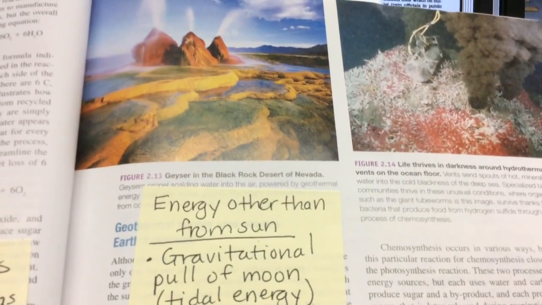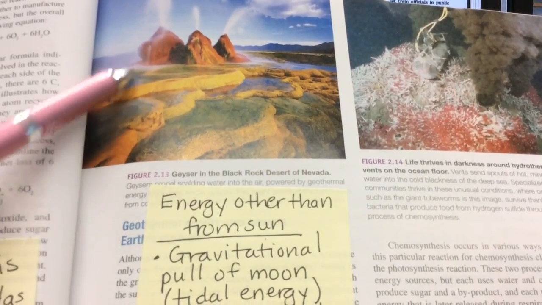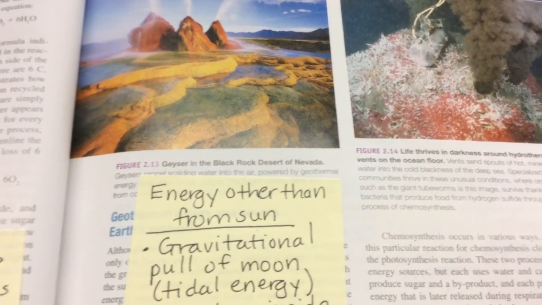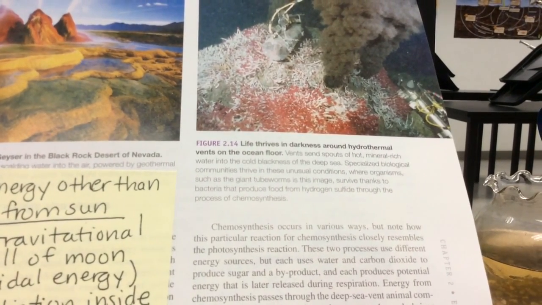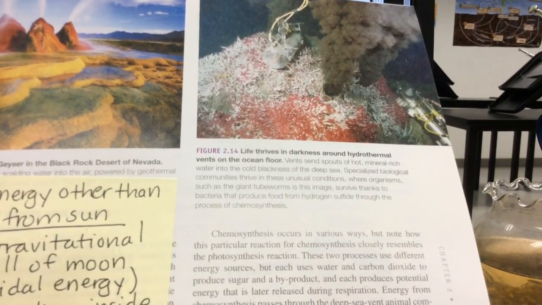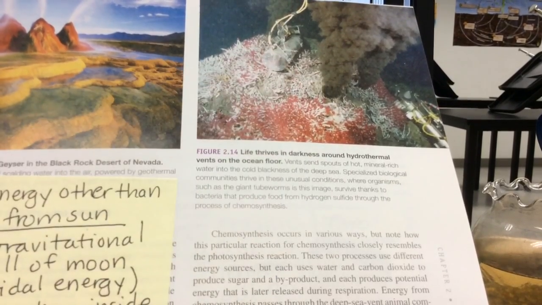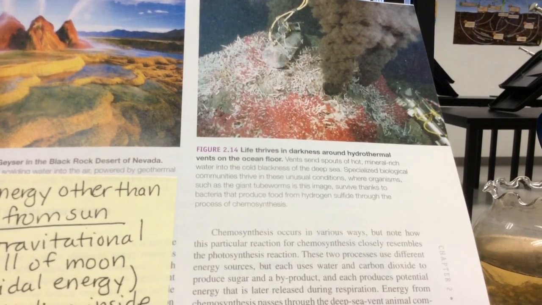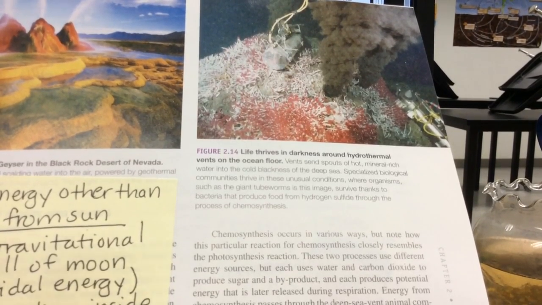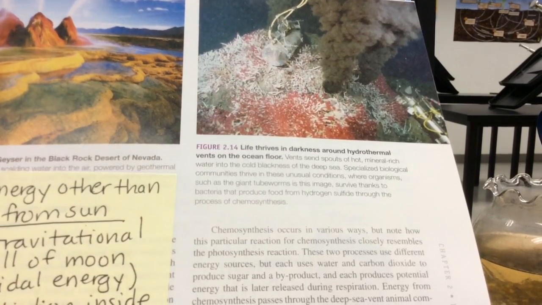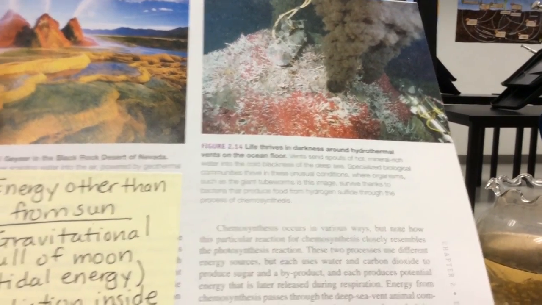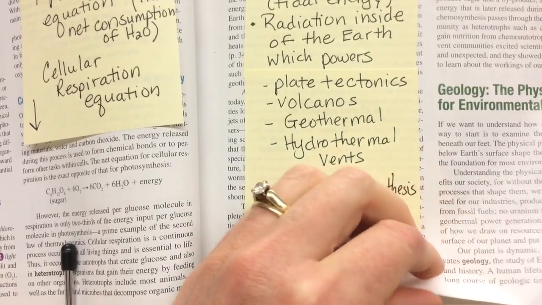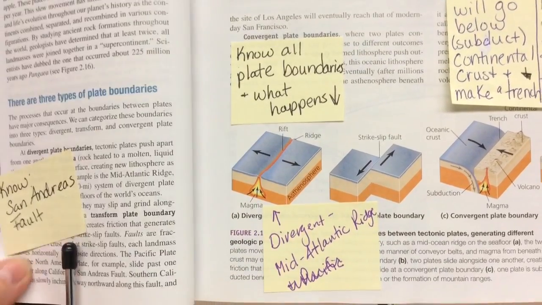Up here you can see pictures of geothermal activity. This is in Nevada, but Yellowstone National Park is famous for its geothermal. And then this is chemosynthesis occurring at a hydrothermal vent deep under the ocean at divergent plate boundaries. And sulfur comes out of this vent, and the sulfur that comes out starts the food chain without the sun. So chemosynthesis does not need the sun to create energy. It uses sulfur, and it's special bacteria that do this process.